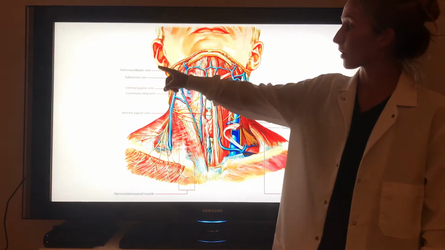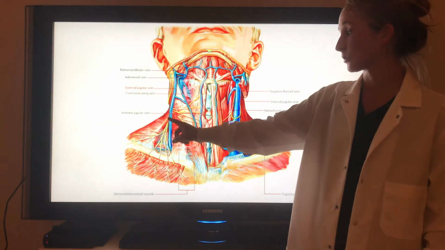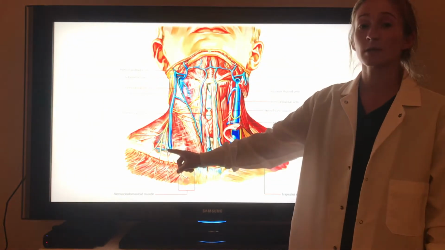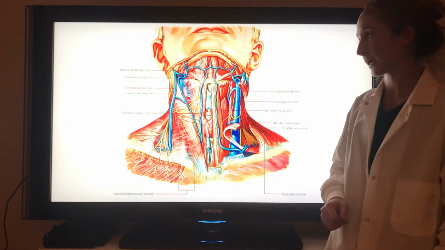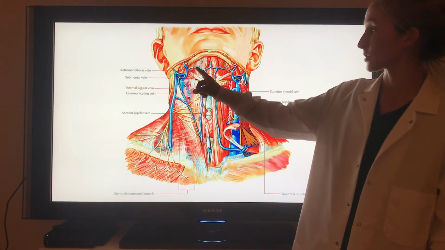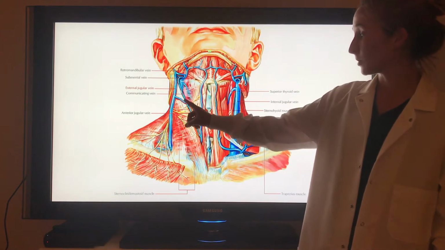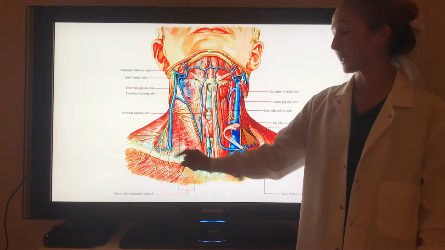The posterior auricle and posterior branch of the retromandibular form the external jugular vein, which drains into the subclavian vein. The subclavian vein then drains into the brachiocephalic vein. The anterior jugular vein is a branch off of the submental vein. It drains blood from the communicating vein of the internal jugular vein and drains into the subclavian vein.